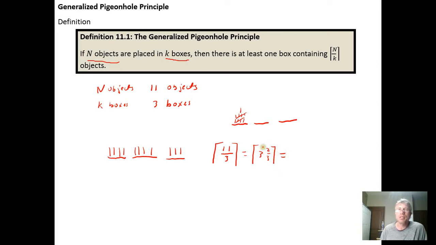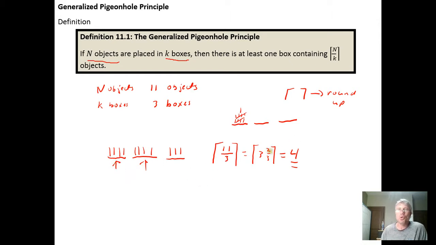So the ceiling function, maybe I should make sure everybody knows what the ceiling function is. I think we've looked at it already, but it's the round up function. You always round up to the nearest integer value. So if we take 3 2/3, it would round up to a 4. So the generalized pigeonhole principle says you're going to have at least one box that has 4 elements in it. In this case, we actually get 2 of the 3 boxes that have 4 elements in it.